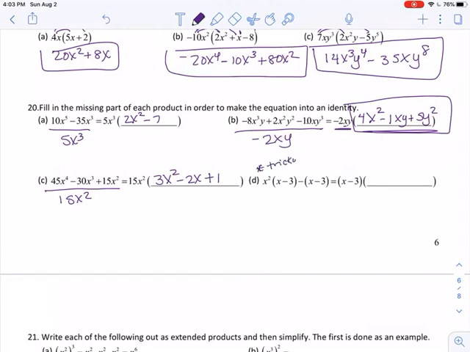You need that 1 placeholder there. D is a little bit tricky, so just be careful. x minus 3, so basically I'm taking this and I'm dividing by x minus 3, both terms. So these cancel right here, and I'm just left with x squared. And then again, these cancel, and I'm left with 1. But that's a little bit trickier.